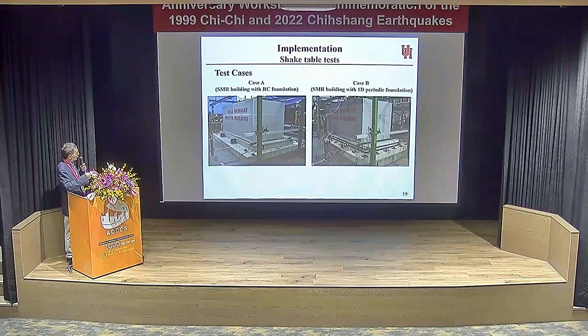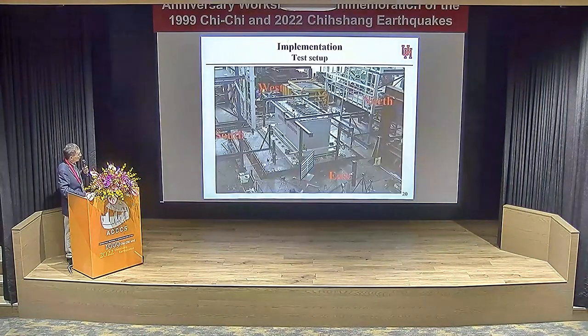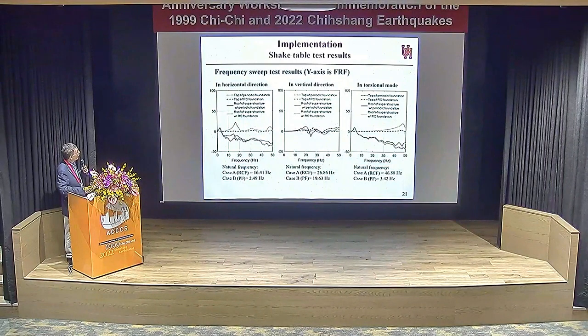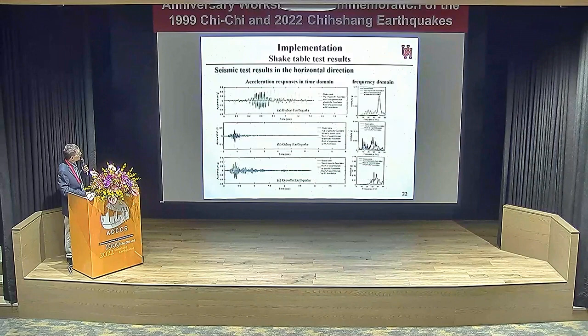And then we did the shake table test. As you can see, this is RC foundation. This is a metamaterial foundation. This is a test setup. We first did the frequency sweeping test, as you can see in horizontal direction, vertical direction, and torsion mode. These two are very good. In vertical direction, we still find the vibration reduction.